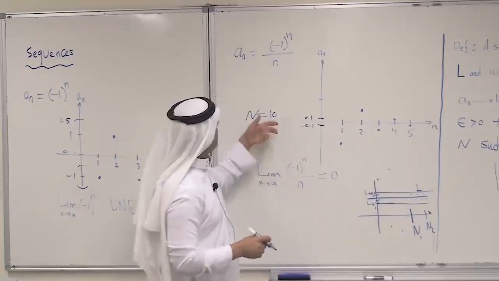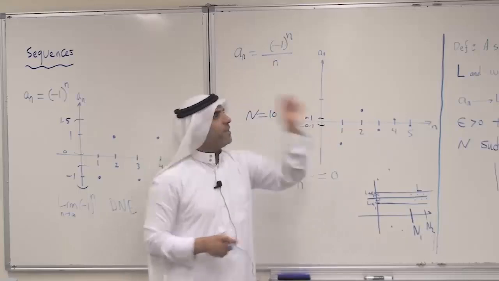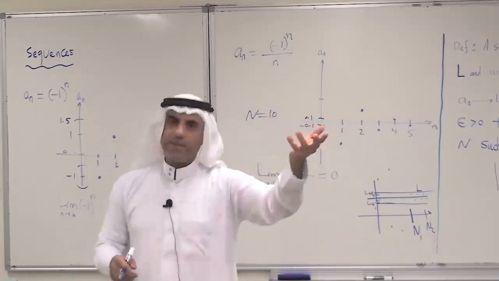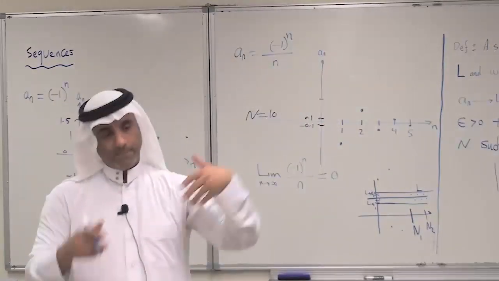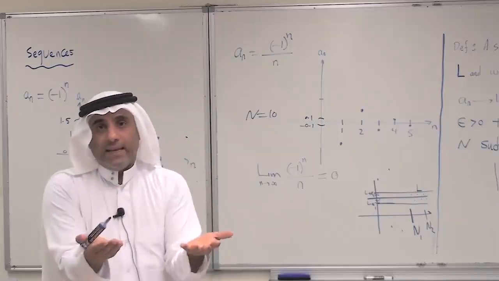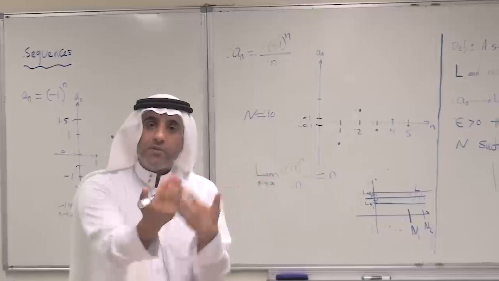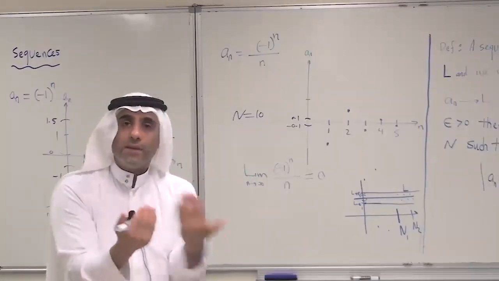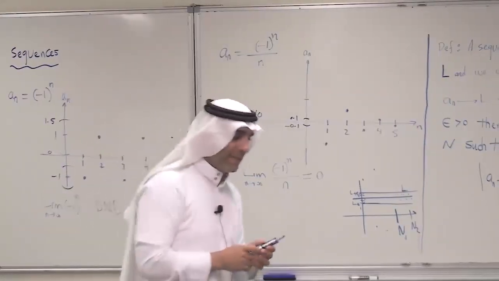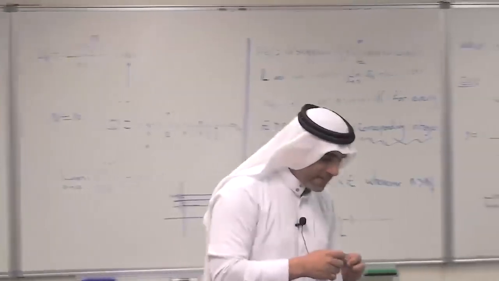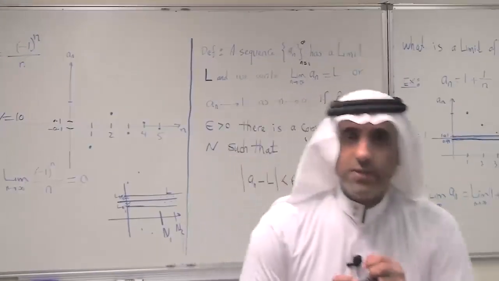If you choose epsilon to be 0.001, I need to go further. I need to go up to 1,000. So I need larger n as epsilon becomes smaller. So this is the meaning of the correspondence between epsilon and the integer n. Okay, that's the precise definition of the limit of a sequence.